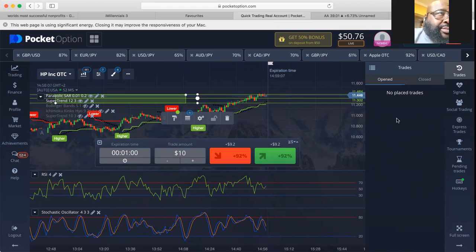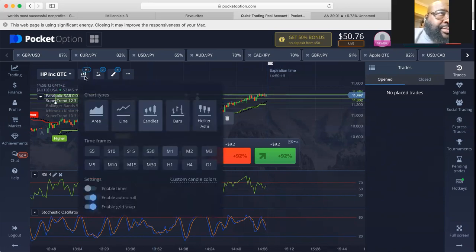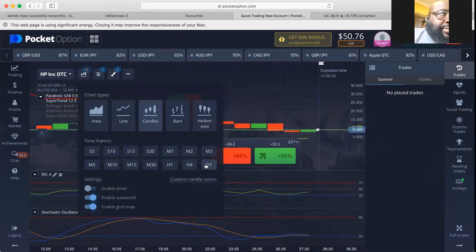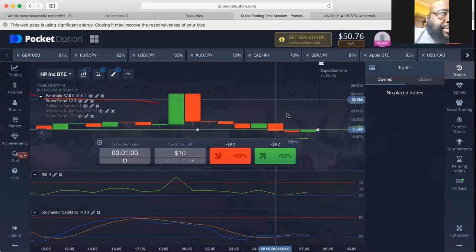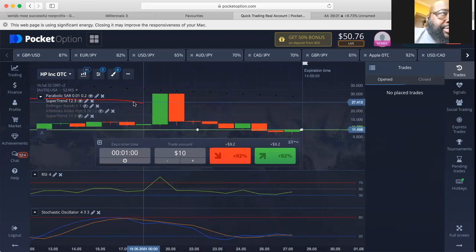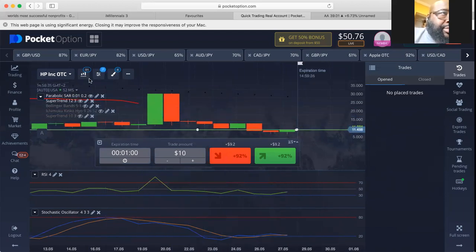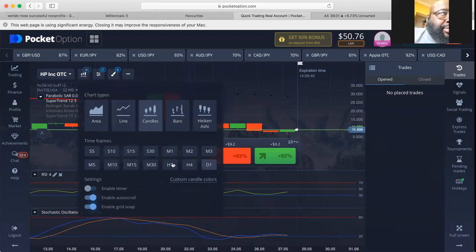And it's going down. Now let's check on the higher time frame. Click your candles icon. Oh, one second. Price is shooting up on the daily. So price is shooting up on the daily. Let's check the 15-minute.